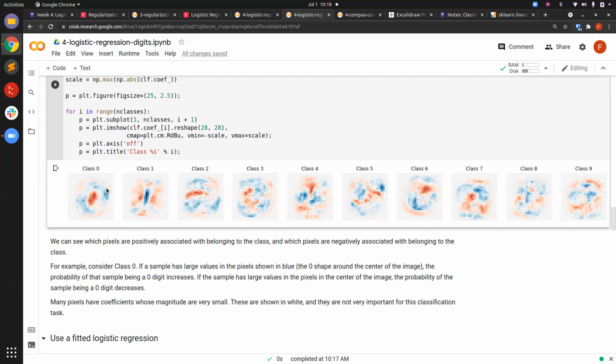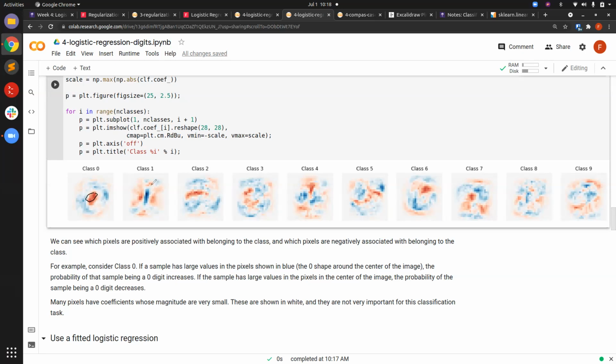Now let's look at class 0. If an image has writing in the middle of the image, like over here, does that increase the probability of belonging to class 0, or does it decrease the probability of belonging to class 0? Okay, so an image with writing there decreases the probability of belonging to the 0 class. So that's why there's a large negative coefficient there. Writing here makes that Z value smaller, which decreases the probability of belonging to the 0 class.